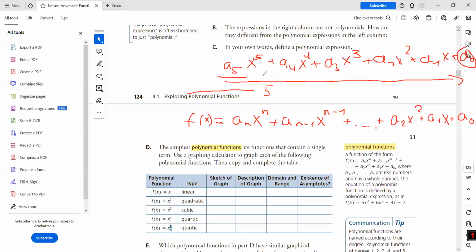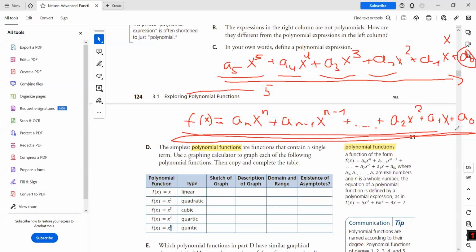So we start with the greatest exponent, then we go like staircase one by one. This letter A stands for the coefficient that stands in front of your exponent. And you can see that the exponent is gradually decreasing all the way up to x to the power 0. So this is the general form of a polynomial function.